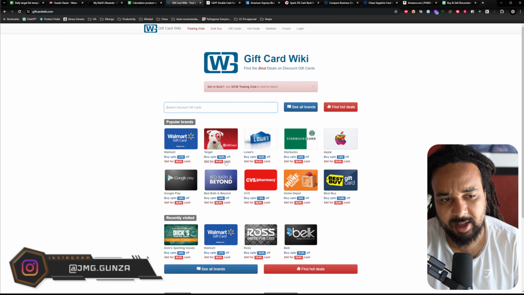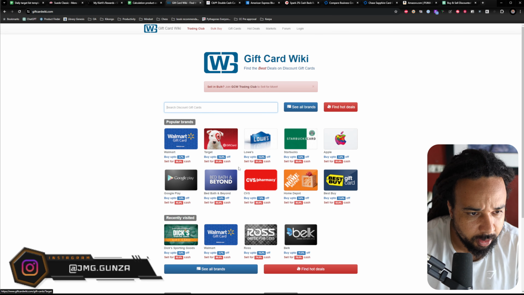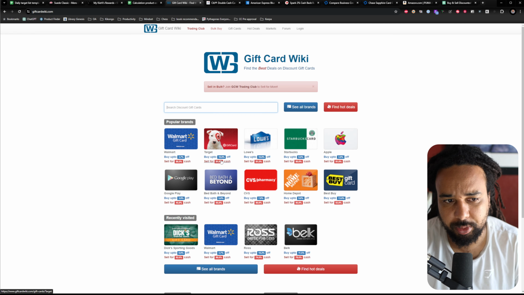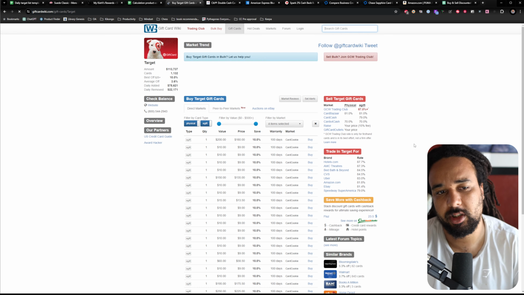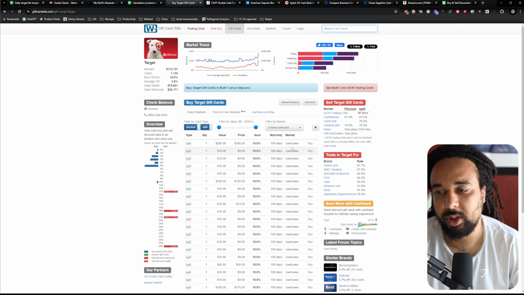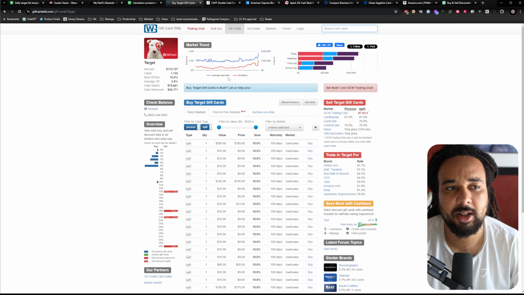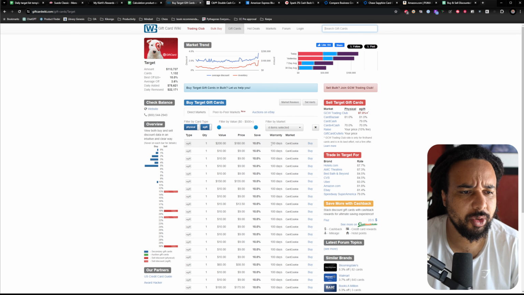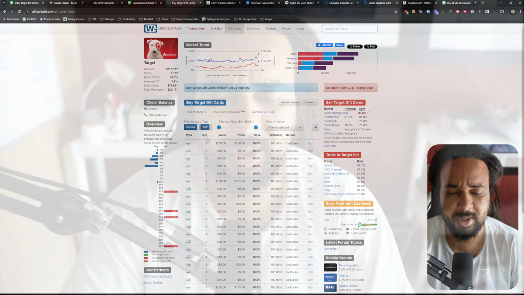But for a lot of websites, for example Target, you can actually get up to 10% off with Target gift cards. So if you buy a lot at Target, you can buy them on Card Cookie. I've never used Card Cookie, by the way, but all the websites on Gift Card Wiki are going to be legit. Actually, I think I used Card Cookie in the past, I'm not sure. Most of the time, if I'm being 100% honest, I'd say 99% of the time, I buy my gift cards either from Raise or from Top Cashback.